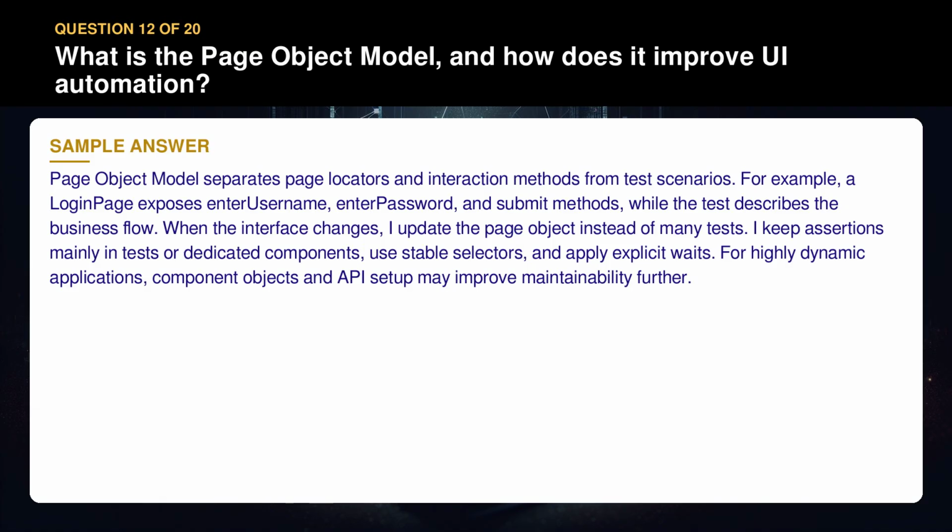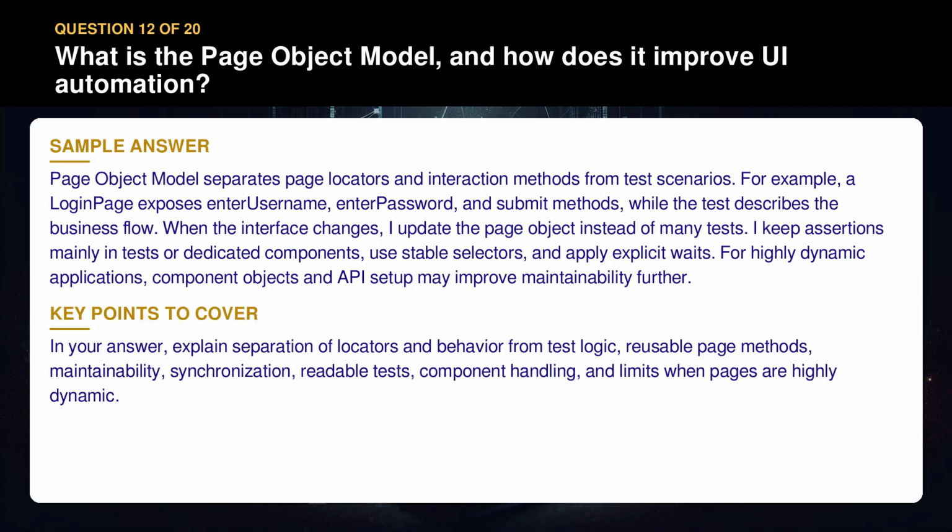I keep assertions mainly in tests or dedicated components, use stable selectors, and apply explicit waits. For highly dynamic applications, component objects and API setup may improve maintainability further. In your answer, explain separation of locators and behavior from test logic, reusable page methods, maintainability, synchronization, readable tests, component handling, and limits when pages are highly dynamic.